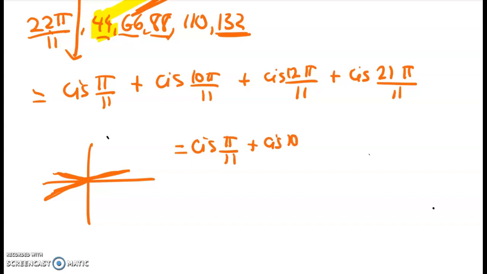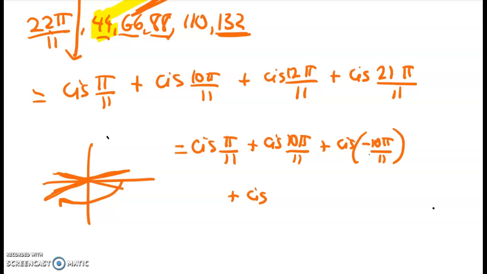So I'm going to rewrite 12 pi on 11 as cis of negative 10 pi on 11. I really, really like this question. I think it's really useful for your level 3 work because it gets you thinking about the different ways to write the argument of the complex number. So 21 pi on 11 is going to be negative pi on 11.